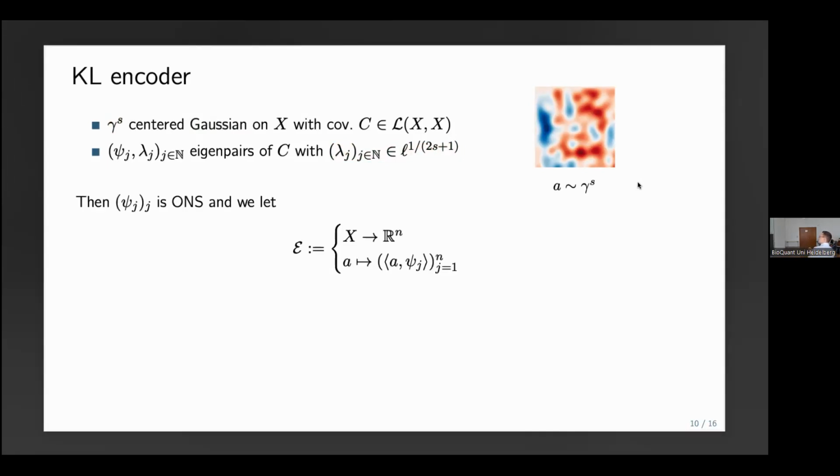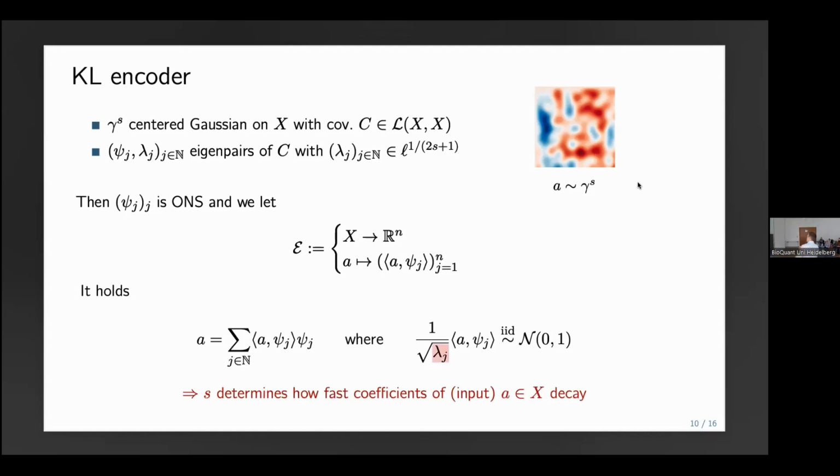Now, with this orthonormal system, I choose my encoder as the following map. It goes from X to R^n, and it simply takes a to the coefficients with respect to this orthonormal system. I call this a Karhunen-Loève encoder because there's obviously a very close connection to the so-called Karhunen-Loève expansion. Namely, if a is a draw from this Gaussian random field, you can expand it in terms of this orthonormal system. And it's very well known that the coefficients here, if scaled by 1 over the square root of the corresponding eigenvalue, are IID standard Gaussian. So this is the coefficient, and I know that this here is N(0,1).